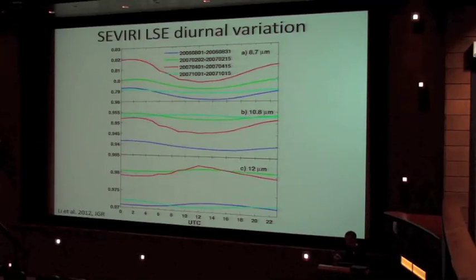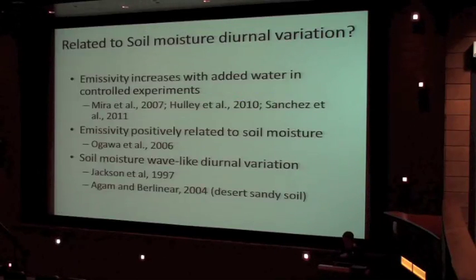So when I first saw these results, I was very nervous because we have never heard about the emissivity diurnal variation. It might be reasonable to see some seasonal variation because of vegetation cover change or snowfall, things like that. But the diurnal variation, we didn't see that before.